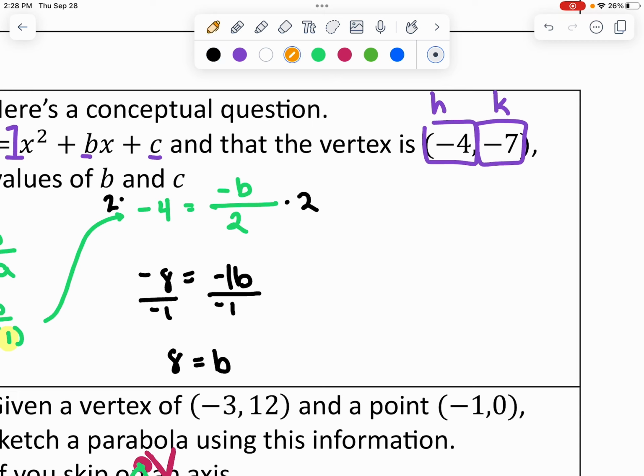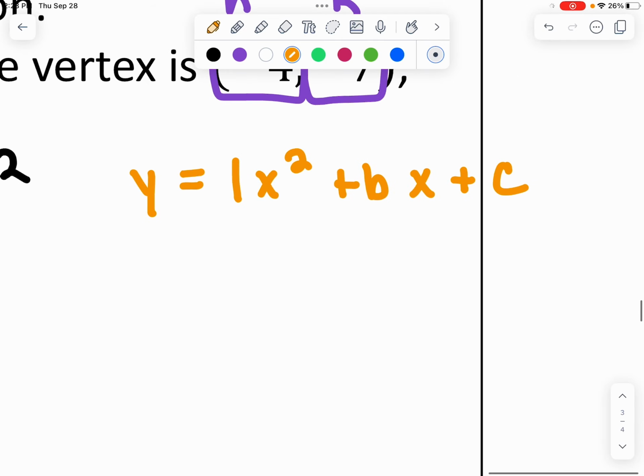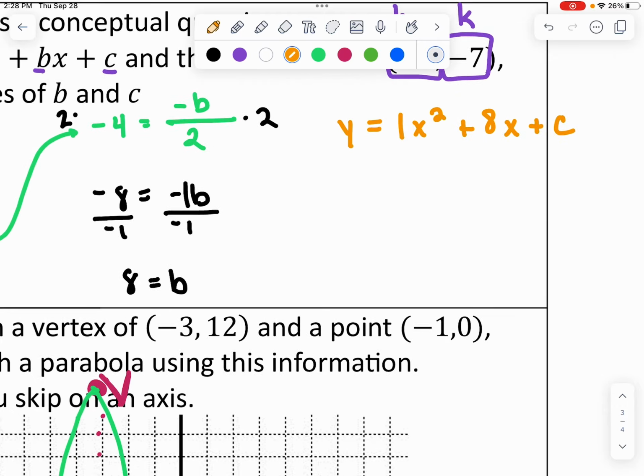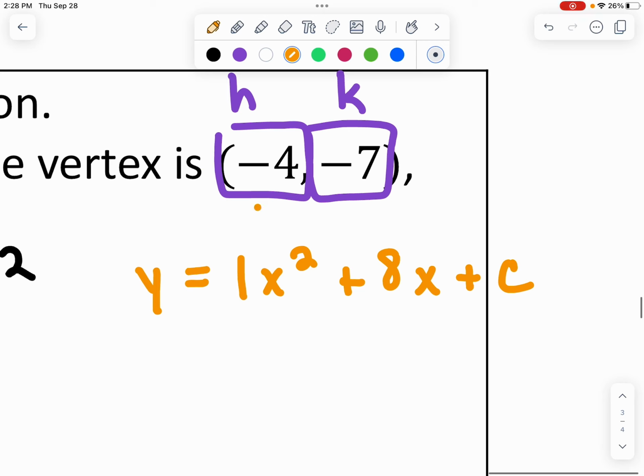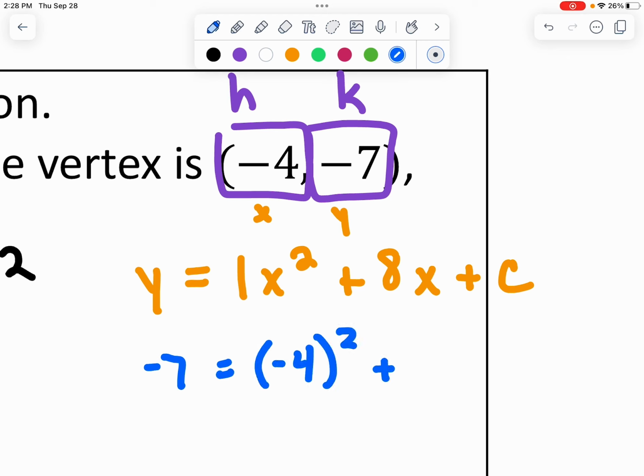I'm going to go ahead and write my equation. Remember what they gave us. There it is. But now I'm going to erase b because they didn't tell us, but we found out b was 8 from that work right there. Now this point is not just h and k, it's also x and y. So if I replace y with -7 and I replace x with -4 using the appropriate parentheses, that's going to give me what I need for c.